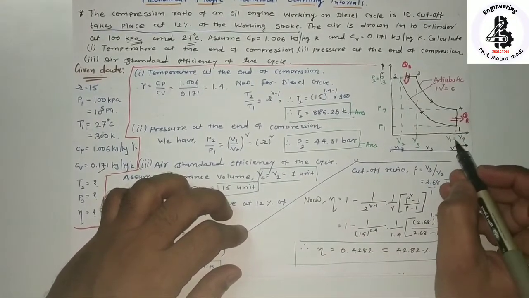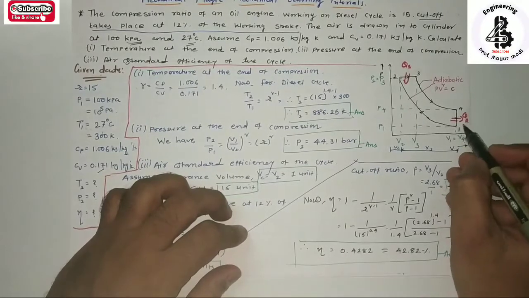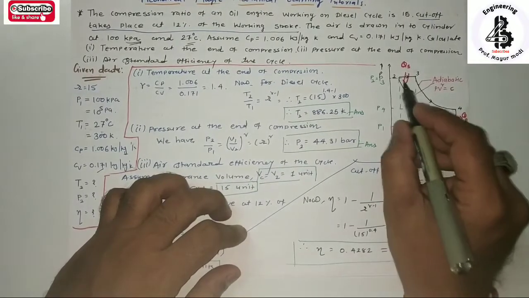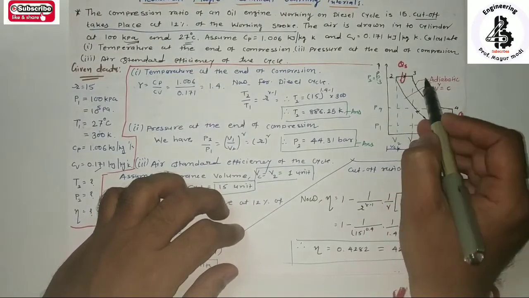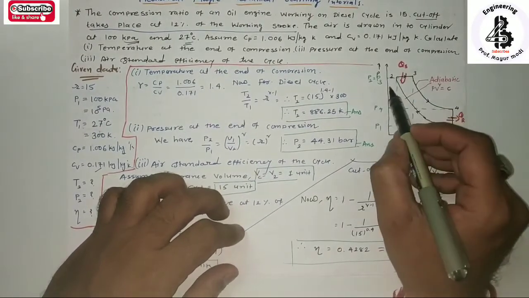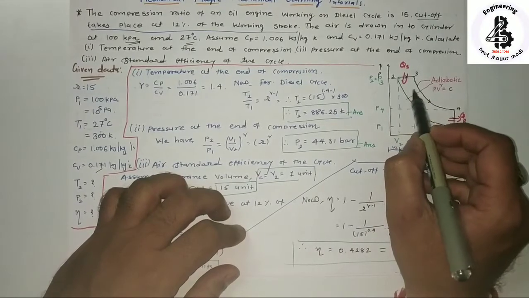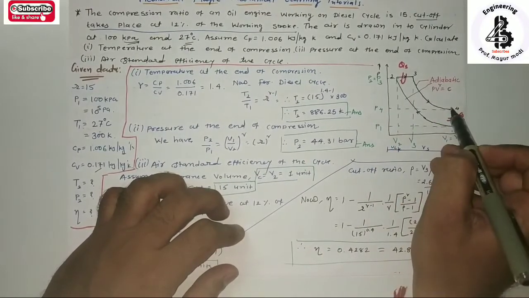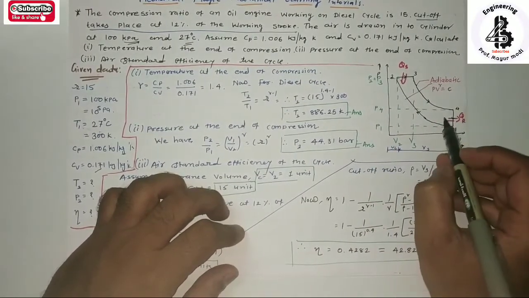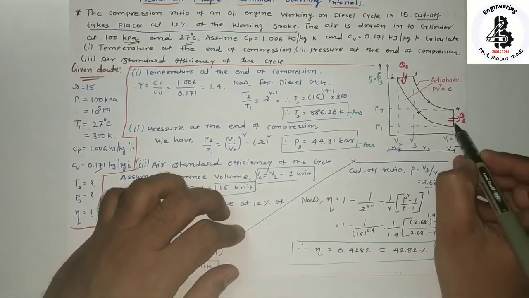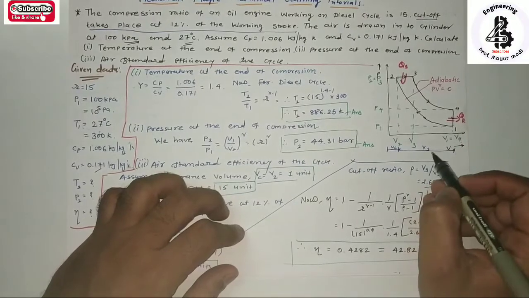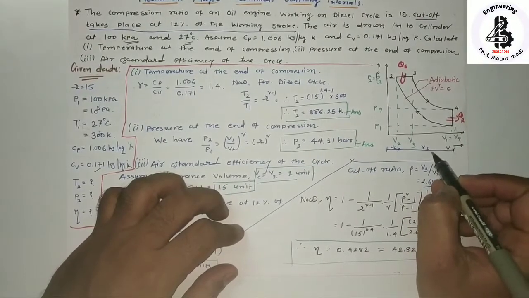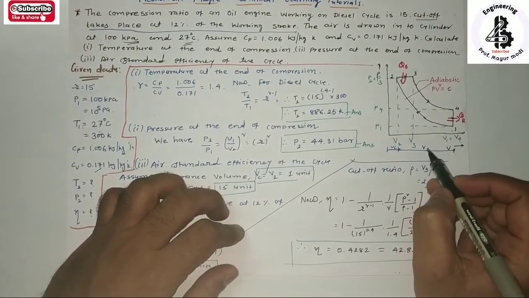From the diesel cycle PV diagram, the 1 to 2 process is the adiabatic compression process, and 2 to 3 represents the constant pressure heat addition process. 3 to 4 is once again an adiabatic expansion process, and 4 to 1 represents the constant volume heat rejection process, which completes the diesel cycle.